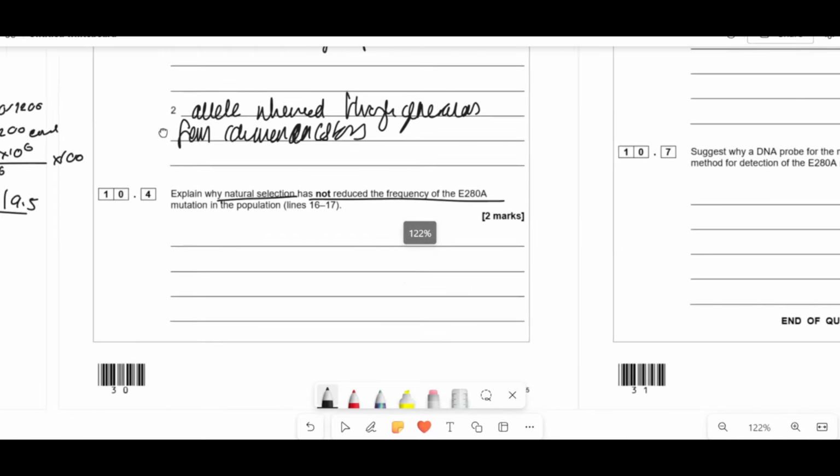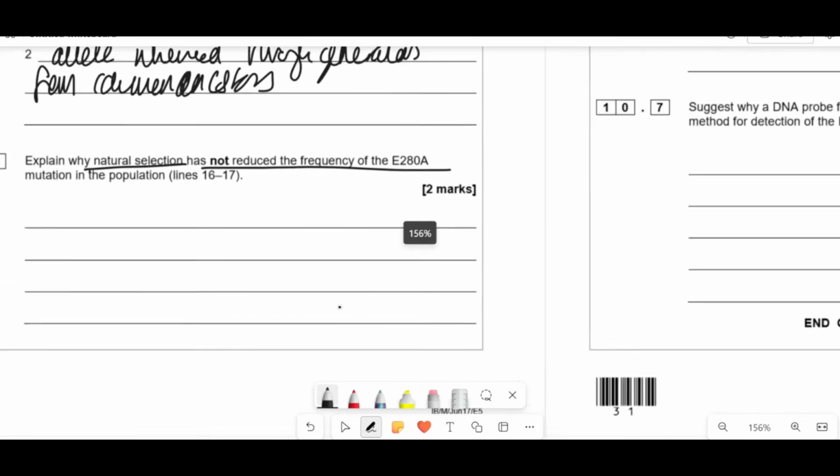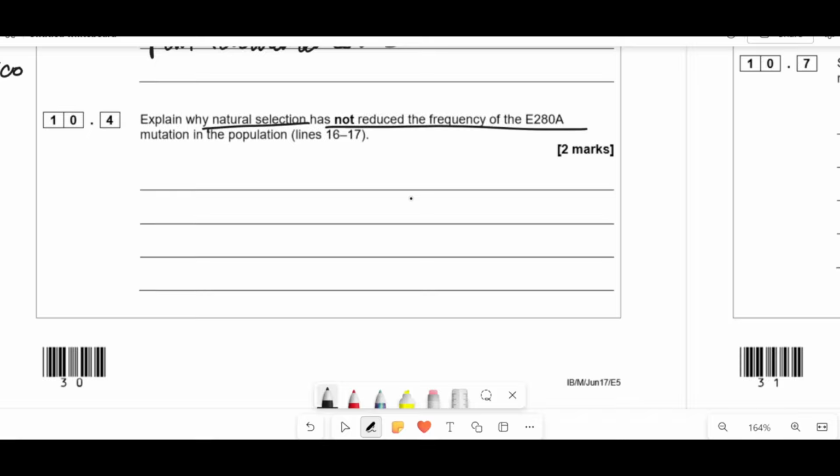Well, look at the whole context. What's the point of that allele? It says here that a gene mutation causes it to develop at a mean age of 49 years. So if this mutation makes you get it at 49 years old and there's no natural selection, they're old enough to have reproduced. That's what it is. That's why you can't just jump to the line and say, I don't know what to say, bro. You've got to use the whole question. So AD develops with this mutation at 49.